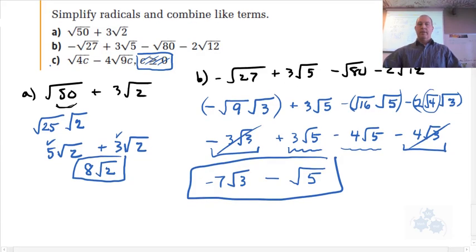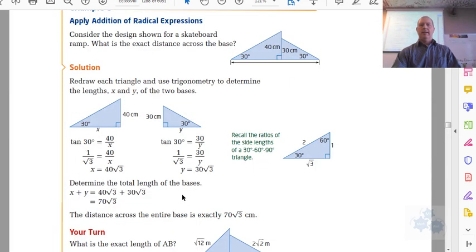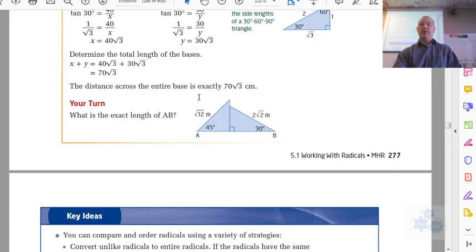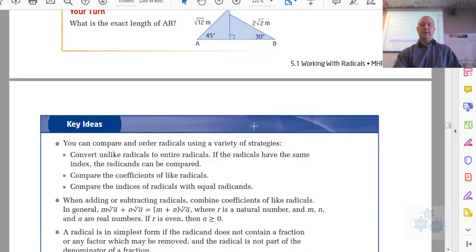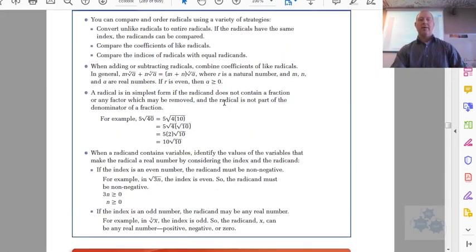All right, so we're getting close to being done with this lesson. Anything else? There are some applications here: the Pythagorean theorem, right? You might have to use radicals. Look, radicals as values for triangles there. Here are the key ideas. I'll let you take a look at that for a minute, and then I'll give you your assignment.